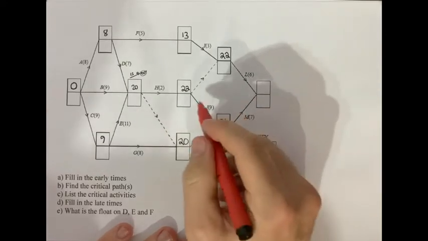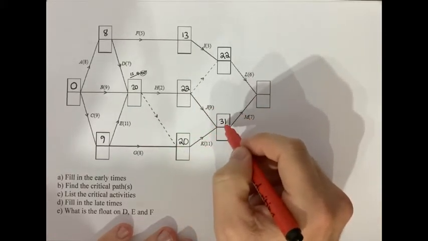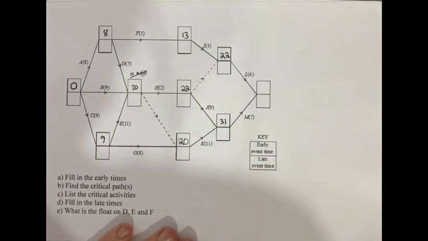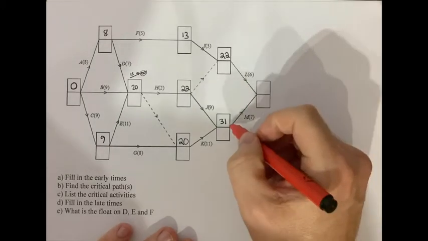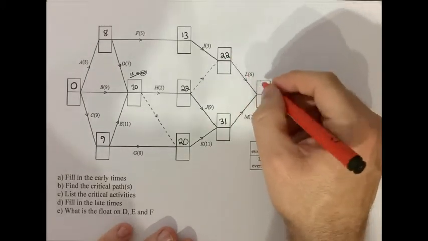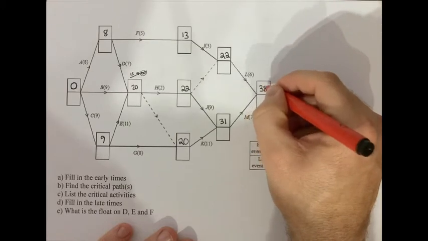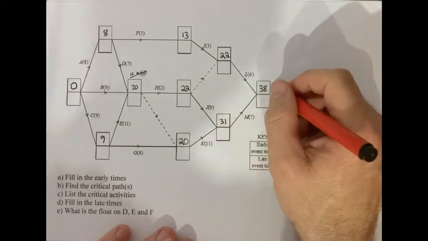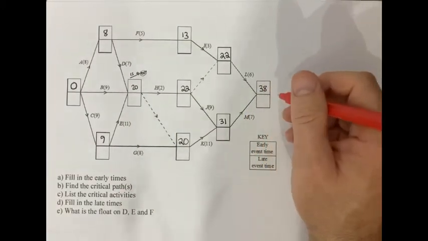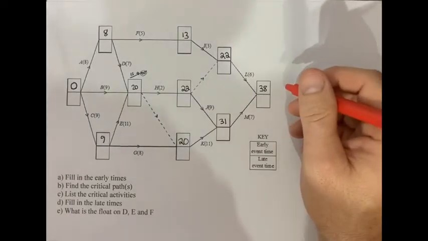Now that's interesting because we've got 2 ways of getting there to 31, which means we've probably got more than one critical path. 31 plus 7 is 38, 22 plus 6 is 28, 38 wins. That's the critical time. That's the shortest the project can be completed by, whether it's hours, days, weeks, months, whatever.